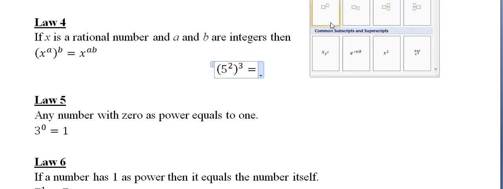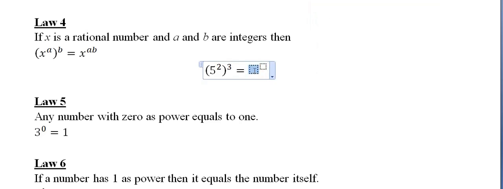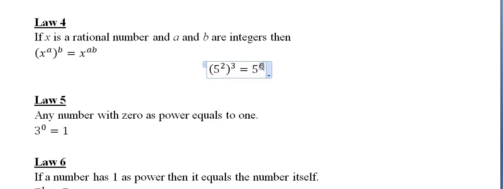Then what will happen is we will write the base number as it is, but this 2 and 3 will be multiplied, and we will write it as 2 3s are 6.